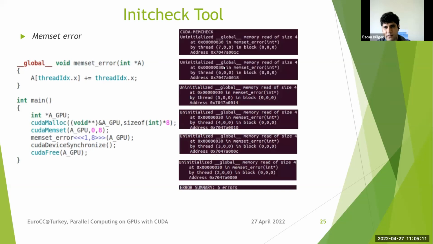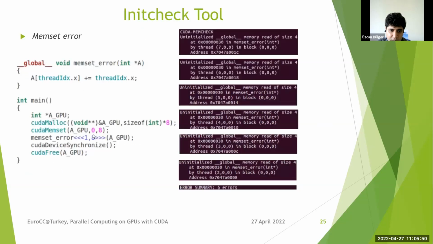Here is the output of CUDA mem check. As you see, it reports a global memory read of size 4, and the kernel name and thread information here, the last thread. Then you see that the 7th thread, 6th, 5th, 4th, and 3rd thread return an error because they are still uninitialized.